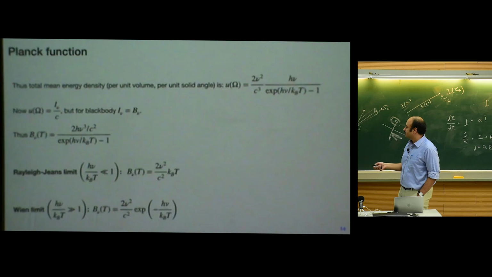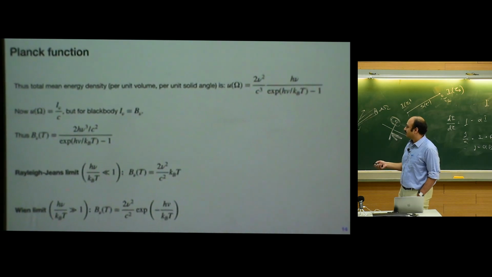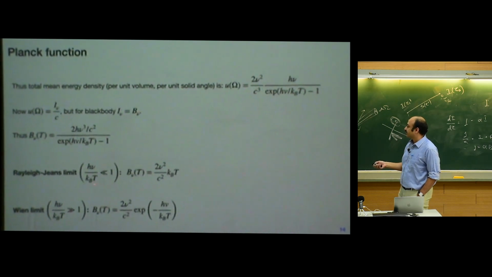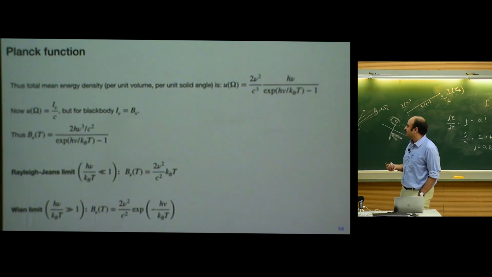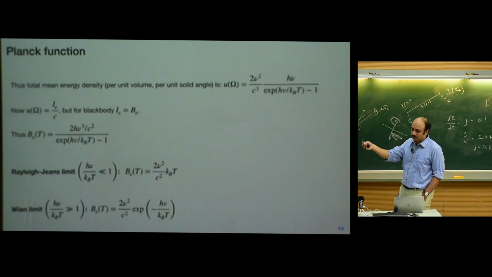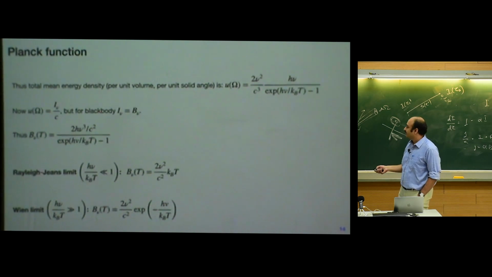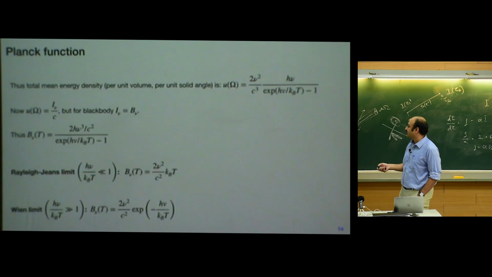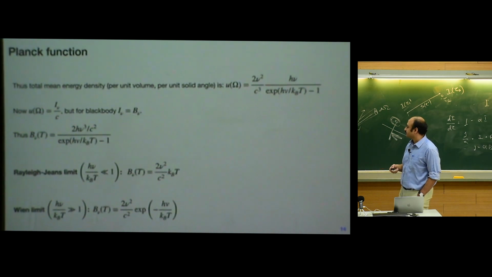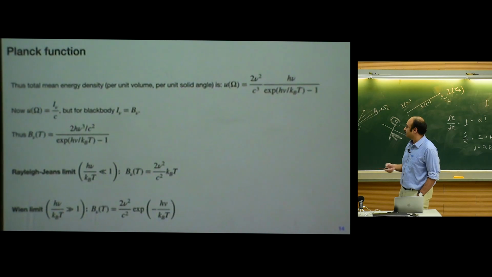Now consider these two limits. When the frequency is such that h nu by kT is less than 1, the energy of the photon that you are considering at that point in the black body spectrum is much lower than the thermal energy. Then you can approximate this expression, forgetting the exponential part, as B_nu equals 2 nu squared by c squared kT.